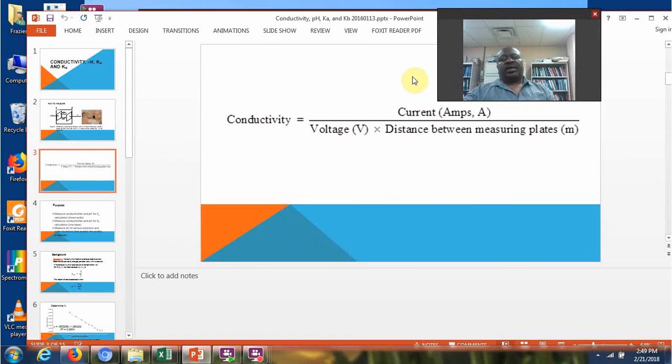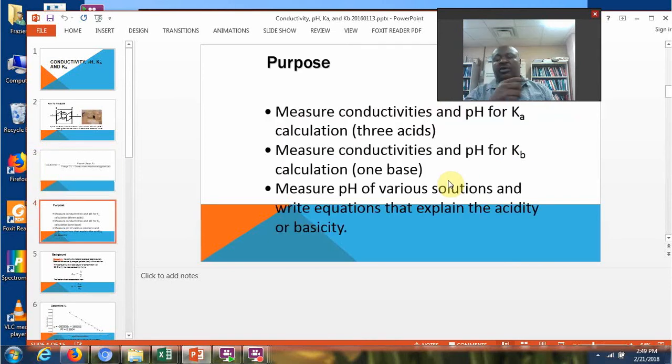Anyway. All right, so this here, current over voltage, is called a Siemens, S, and this is distance in meters, so conductivity is in Siemens per centimeter. In our case, since we're measuring small values, we'll go micro Siemens per centimeter. You guys have done that already in 1510.